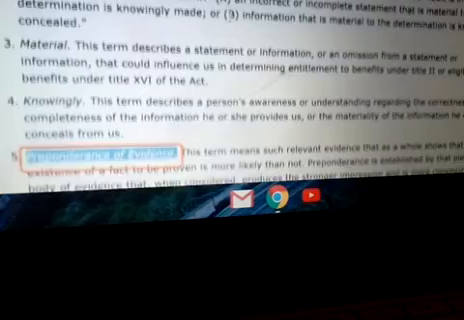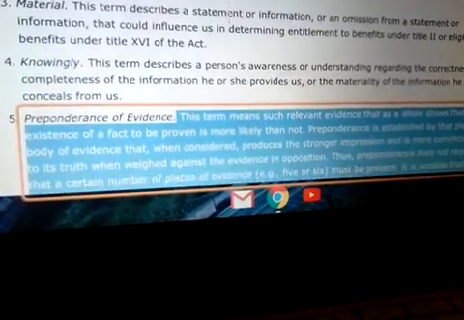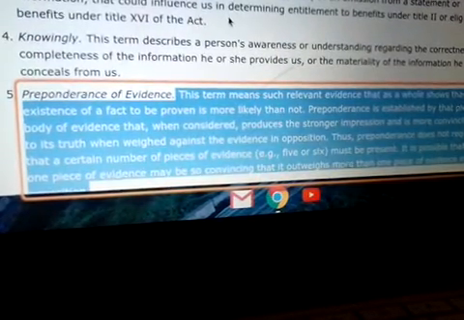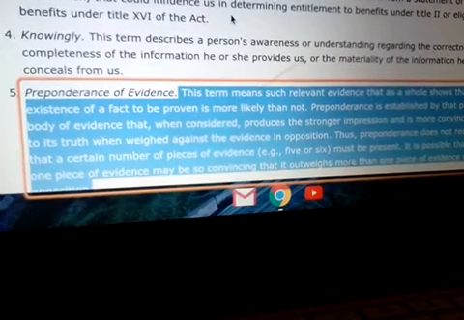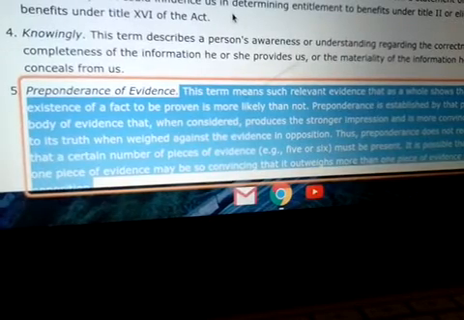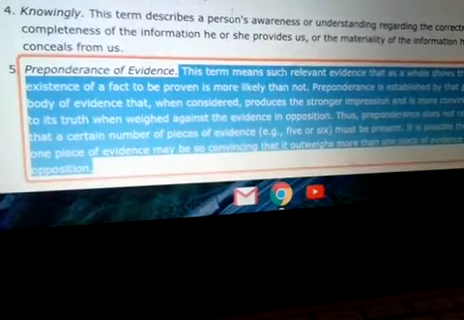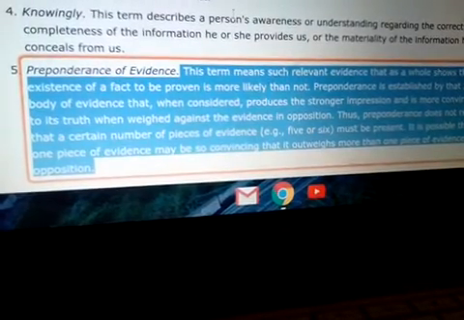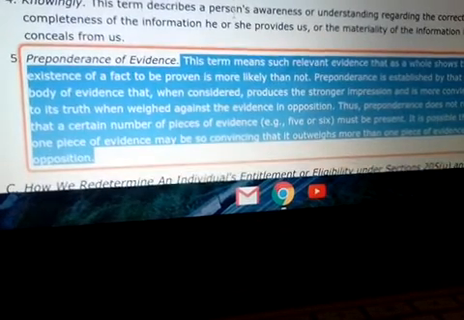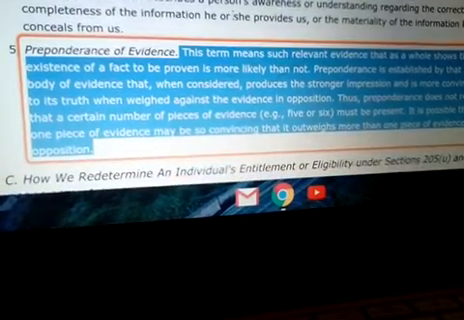5. Preponderance of evidence. This term means such relevant evidence that as a whole shows that the existence of a fact to be proven is more likely than not. Preponderance is established by that piece or body of evidence that, when considered, produces the stronger impression and is more convincing as to its truth when weighed against the evidence in opposition. Thus, preponderance does not require that a certain number of pieces of evidence, e.g., 5 or 6, must be present. It is possible that just one piece of evidence may be so convincing that it outweighs more than one piece of evidence in opposition.